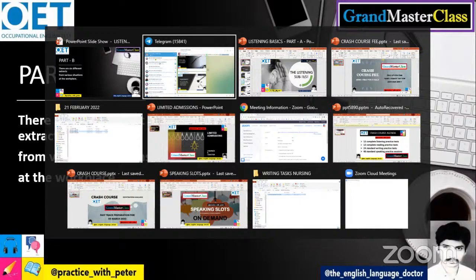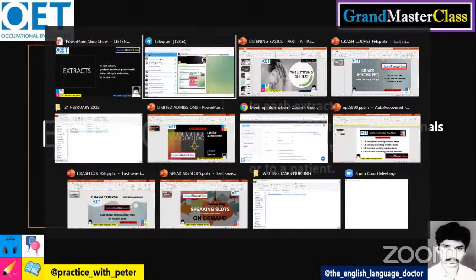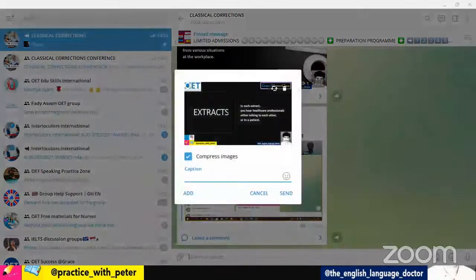Now, extracts. In each extract, you hear healthcare professionals either talking to each other or to a patient. There are 6 extracts. Mostly it will be a single speaker talking to somebody, but sometimes they talk to each other. It may be one directional, he's telling somebody, or they are discussing something. It may be a professional to another professional, or a professional to the patient.